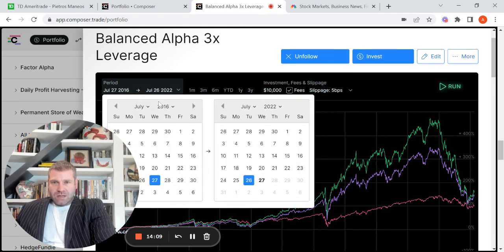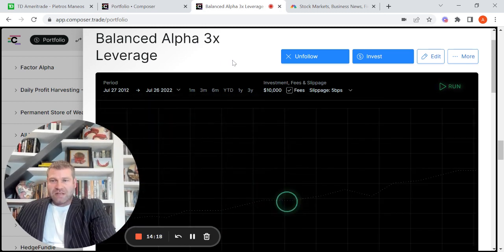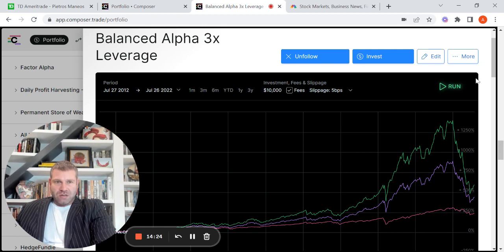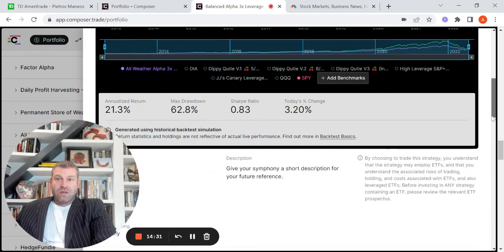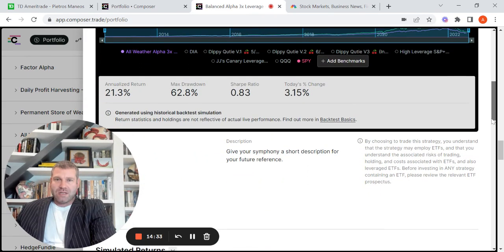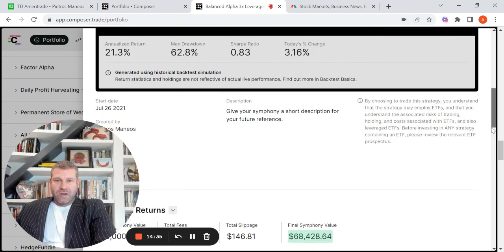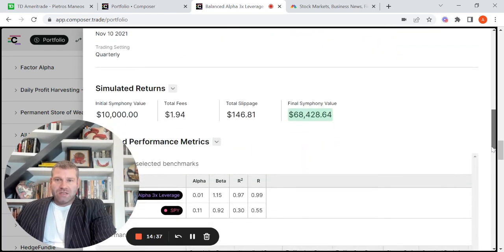Let's go back pretty much 10 years. Yeah, actually almost exactly 10 years. July 27th, 2012 to July 26th, 2022. So 10 years. Now look how interesting it gets. 21.3. So look at that, with a Sharpe ratio of 0.83. 10,000 turns into $68,000.